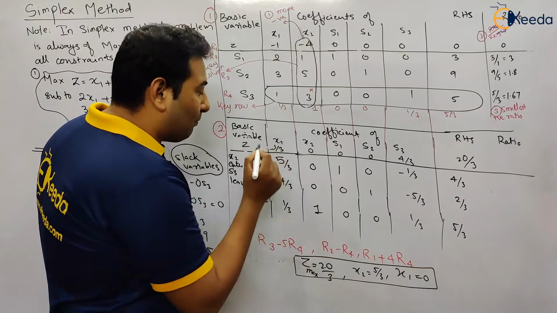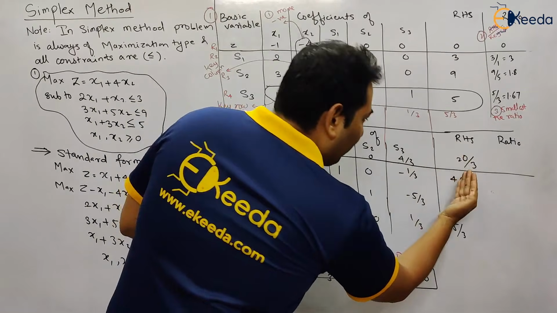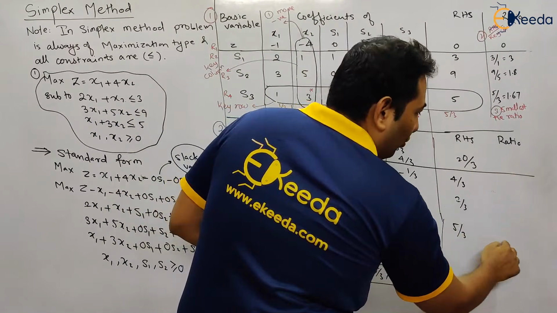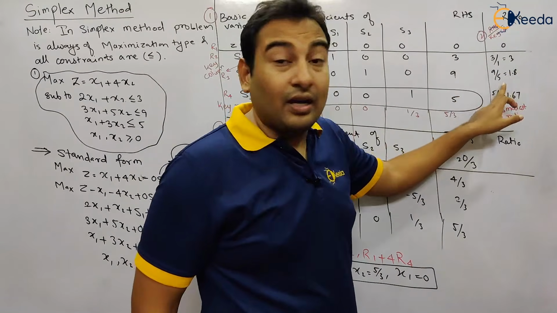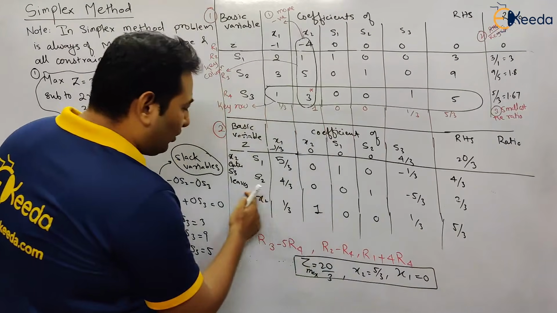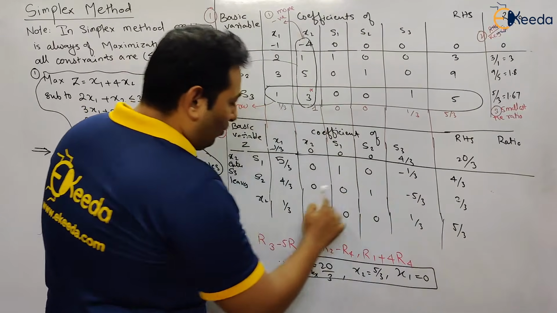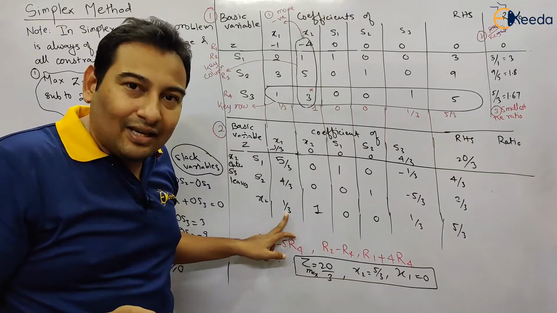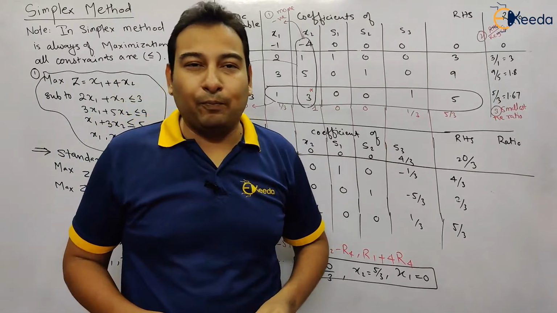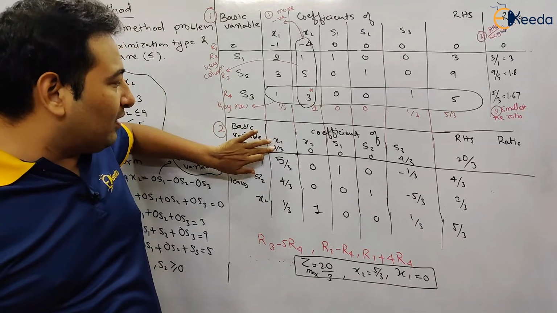Suppose this is your negative number, assuming. Then this will become your key column. You are going to divide RHS by the key column. You will get the ratio, and after that you check which one is your smallest positive ratio. Suppose this is your smallest positive ratio, corresponding to that you will get the key row. So this is your key column, this is your key row, and suppose this is your key element. What will be the next step? Divide this entire row by the key element and form one more table. But here there is no negative number, therefore in 2 tables we'll stop our work.